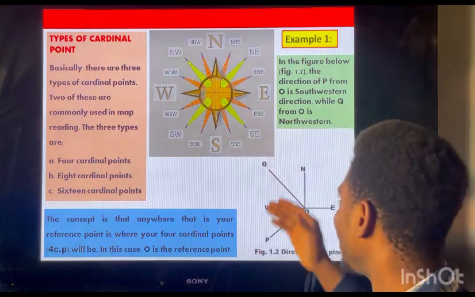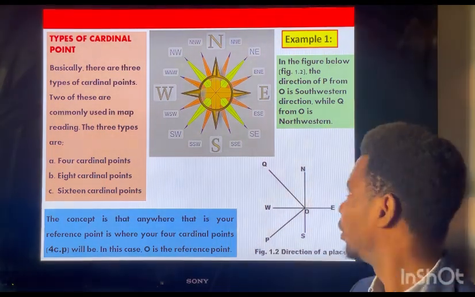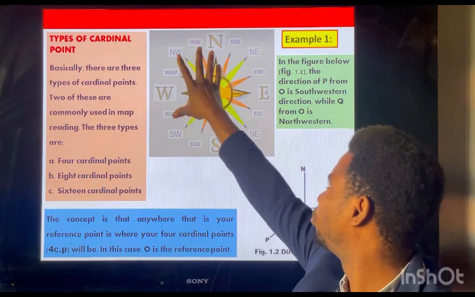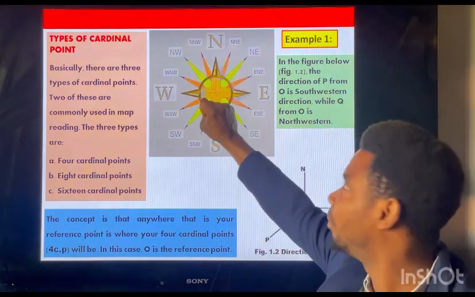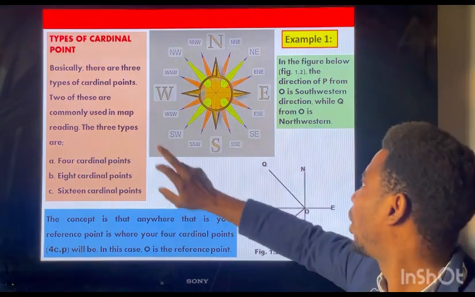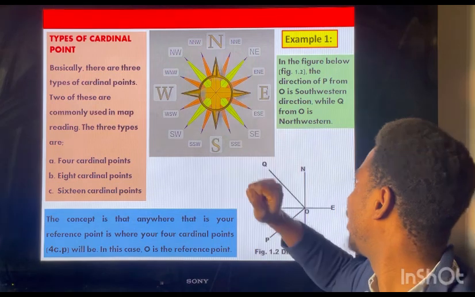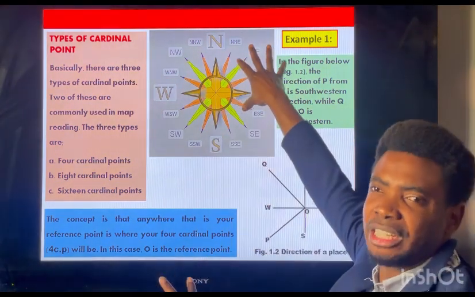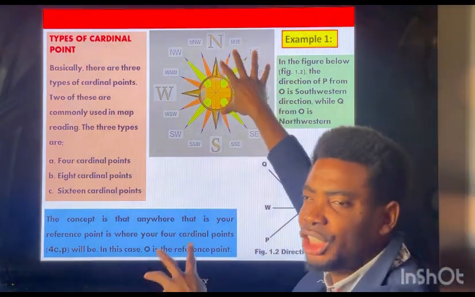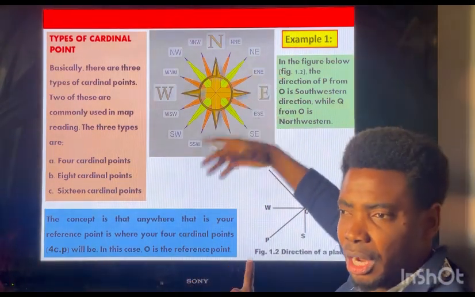So let's look at the cardinal points. At first, you have the 4 cardinal points which are in bold form. You have the north, you have the south here. At your left, you have the west. At your right, you have the east. That is the basic 4 cardinal points. So you divide each of these into 2 further points.